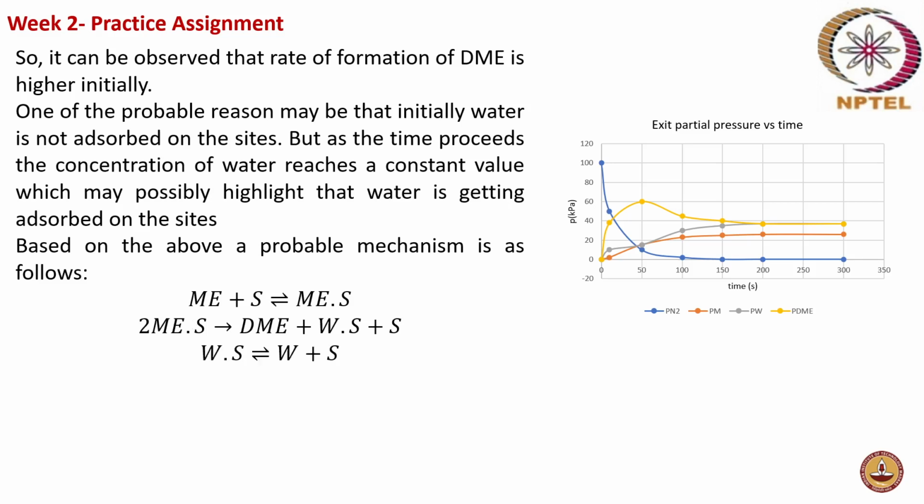And then again, this water gets desorbed to form free water and a free active site as well. Okay, this is going to be the proposed mechanism. Now we have to write the rate law expression, right? So how to start with the rate law expression?